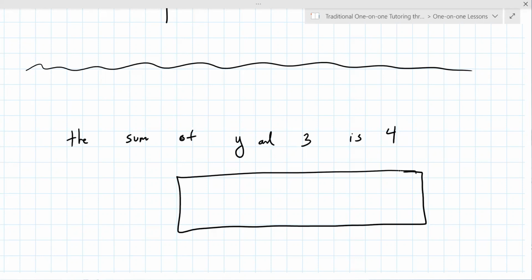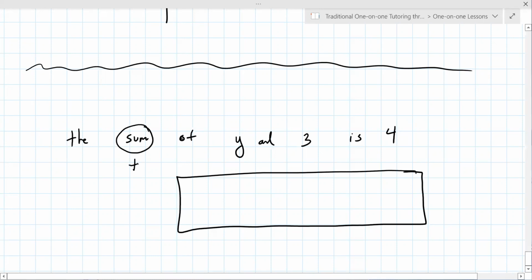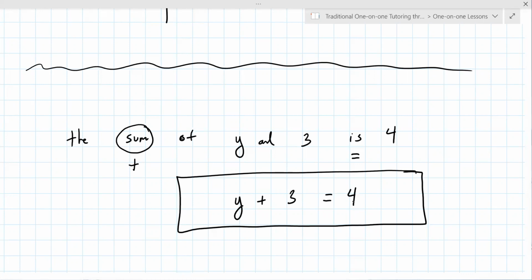Done. Okay, so the word sum is the addition symbol. So it's y plus 3, and the is is the equal symbol, equals 4. Is that what you wrote down or something different? I wrote down y plus 3. Anything else? No, just that. Okay. So the is is the equals. We've got to somehow get that part going on. Go and figure that out. All right, let's try another one here.